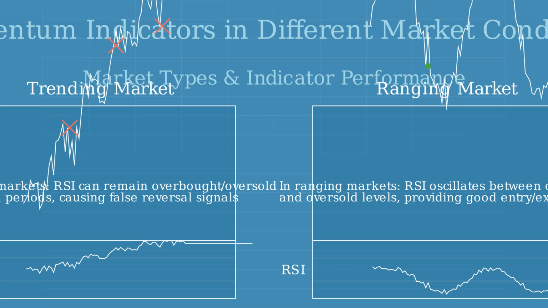To maximize your success, select indicators that match the current market condition. In trending markets, trend-following indicators like MACD and ADX often perform better. While in ranging markets, oscillators like RSI and stochastic typically provide more valuable signals. The key takeaway is that understanding market context is crucial for correctly interpreting momentum indicators.